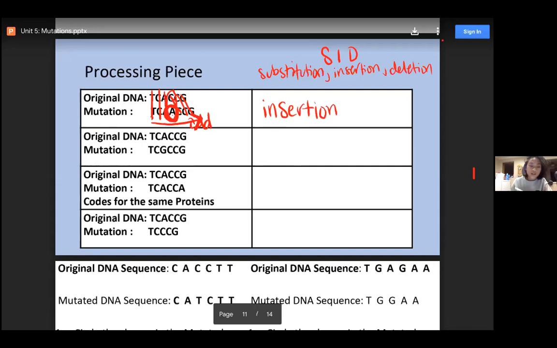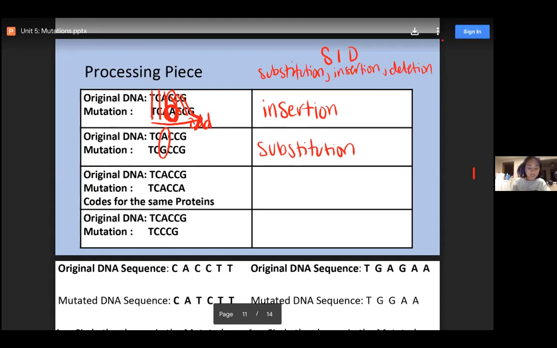Now go ahead and try this next one by yourself. The answer to this is that it is substitution. Because there's the same number of DNA sequences, 1, 2, 3, 4, 5, 6. You didn't take anything out, you didn't add anything. The only thing that changes is that the A randomly changes into a G. And when that change occurs, that would be called a substitution. Now try the next one.